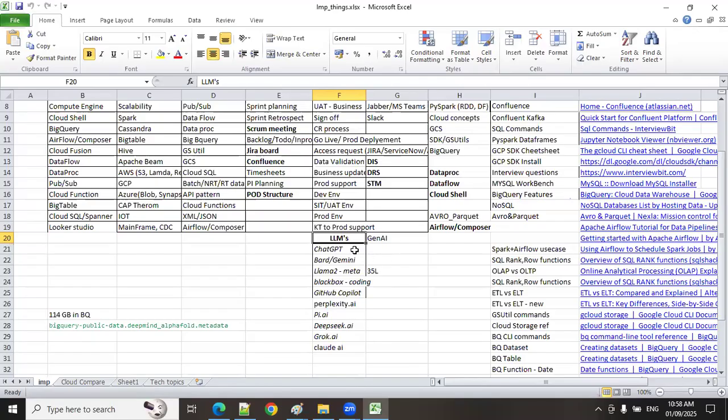I have listed them here. ChatGPT, Gemini, Llama, Black Box is very good for coding, SQL and Python. Okay, GitHub Copilot, Perplexity. Perplexity is very popular right now.